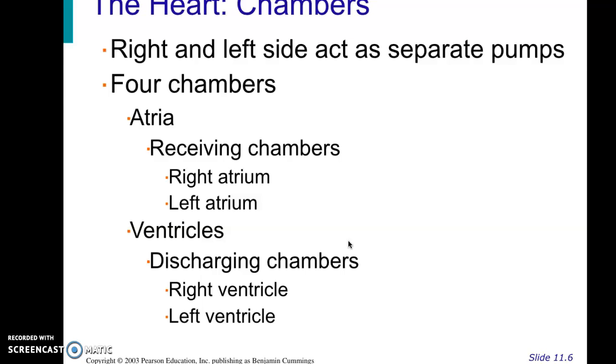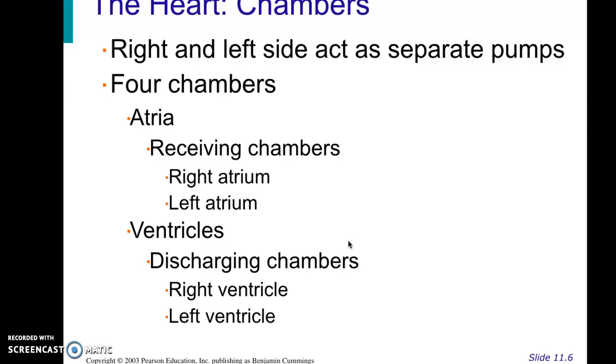So right and left side are separate pumps. You have 4 chambers to the heart. The atria receive the blood. So you have a right and a left atrium. The right atrium receives the blood from the body, and that's the blood that's going to be passed on to the lungs. The left atrium receives the blood from the lungs, and it's going to be pumped to the body.